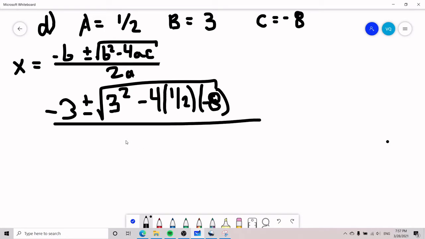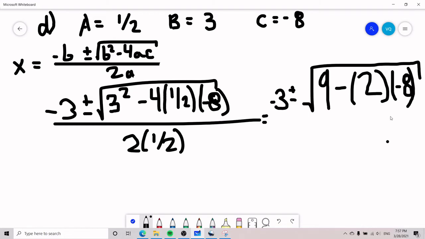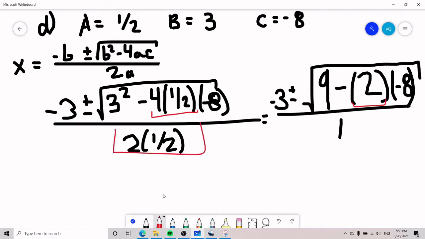And below we have 2 times 1/2, right? So we know that this is going to be -3 plus or minus 9 minus 2 times -8, right? The 2 showed up from combining these two guys, all right? That is where the 2 came from. And this is all divided by simply 1, because we have 2 times 1/2, all right?